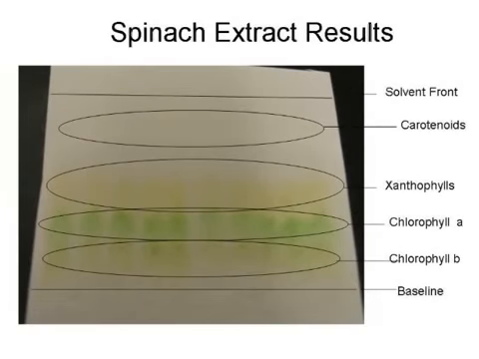Now let's look at the spinach results. This extract is missing the anthocyanins, but from the bottom to top has chlorophyll B, chlorophyll A, xanthophylls, and a faint band of carotenoids.